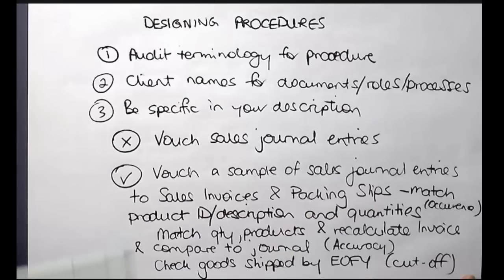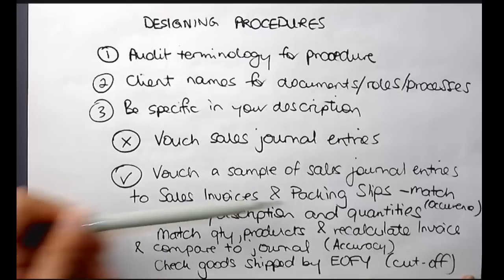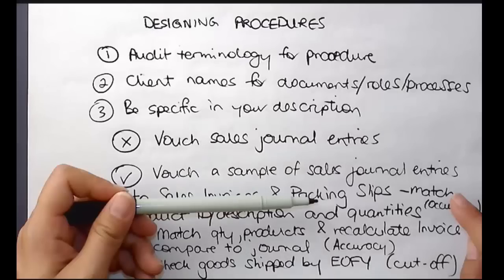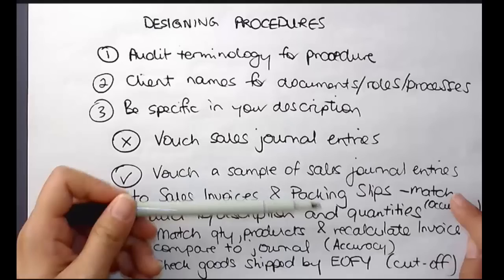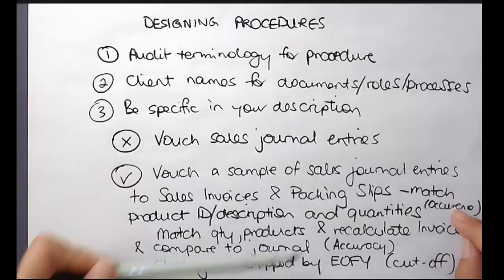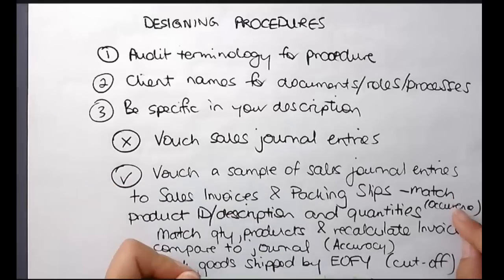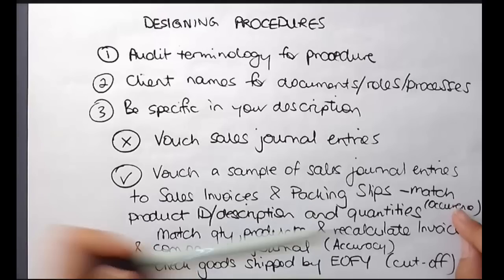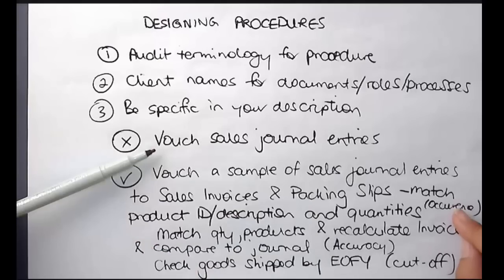Often when you give something like vouch sales journal entries or conduct analytical procedures on accounts receivable, that's going to be too vague for somebody to be able to go out and do. So you need to be able to give a description that's detailed enough so that if a junior auditor or somebody else on the audit wanted to do the actual procedure, they would know exactly what documents to collect and what they're looking for, what they're comparing between those documents.